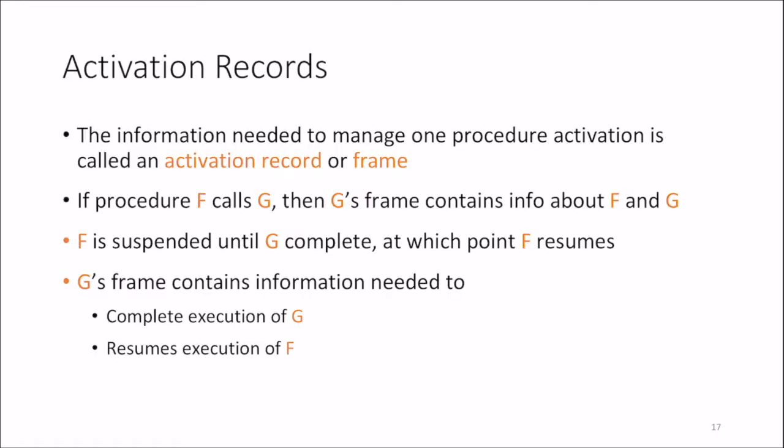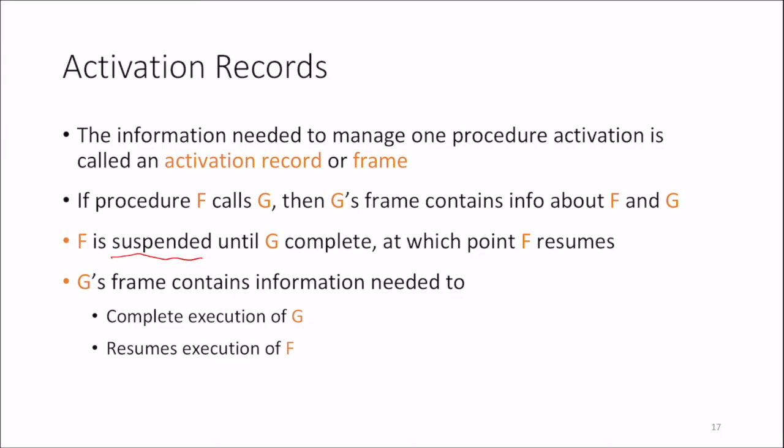So an activation record is what we need to save when one function is calling another. So if a procedure F calls G, then the frame for G contains the info about F and G, so that G can return control back to F when it's done. So F is considered to be suspended, and suspended in our case just means all of that information is kept in the stack, waiting there, and then when you pop the stack, you're back to F, and F resumes.